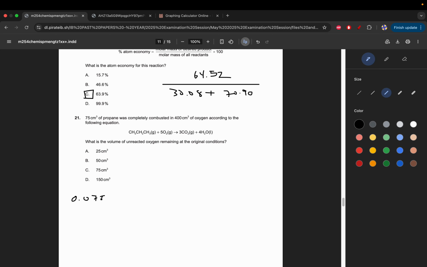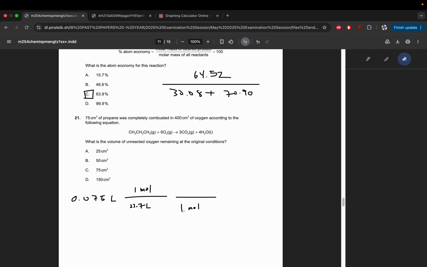0.075 liters of propane is going to cause, well, let's just say 22.7 liters. It doesn't really matter because in the same conditions, this number will all be the same and it'll cancel out. 1 mole, and we'll just go 1 mole and we'll convert it directly into oxygen.